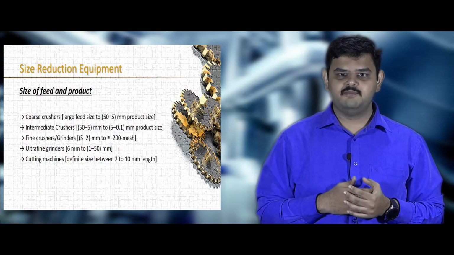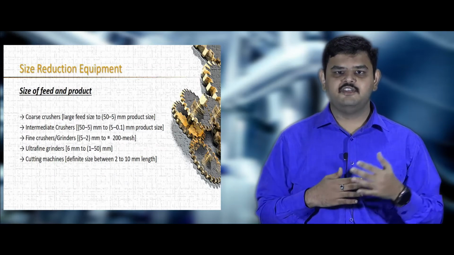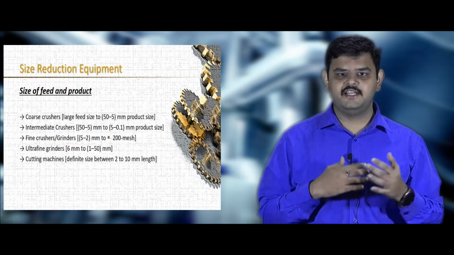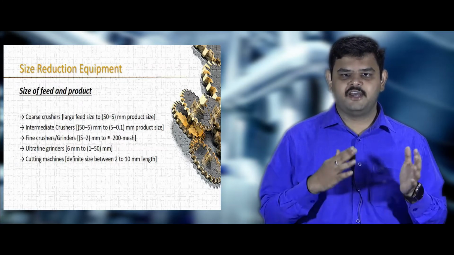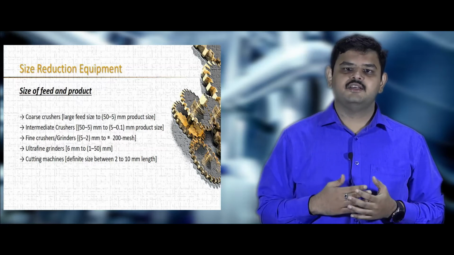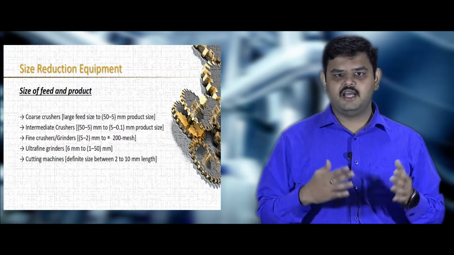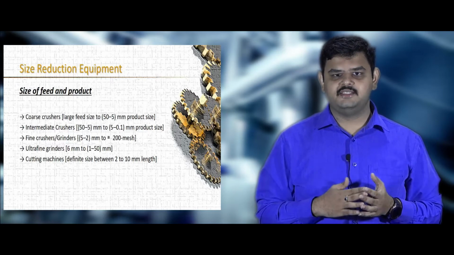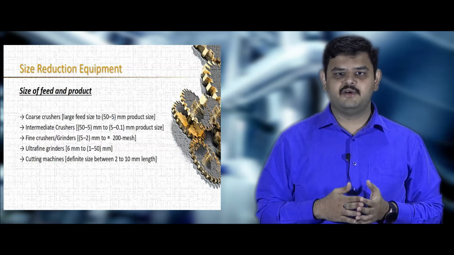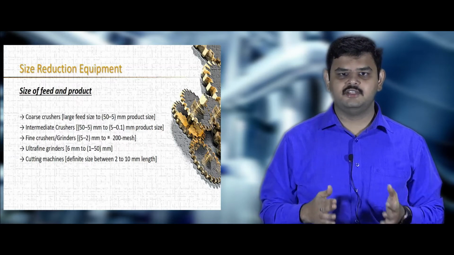Size of the feed and products. The sizes of the feed and products are classified as coarse particles, intermediate particles, fine particles, ultra fine particles, and then the shear cutting machine. Ultra fine particles and fine particles are achieved through the grinding process. The coarse and intermediate particle size reduction is achieved through crusher machines.